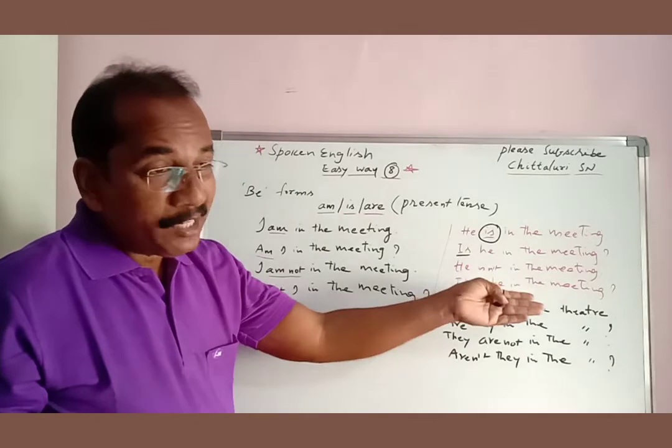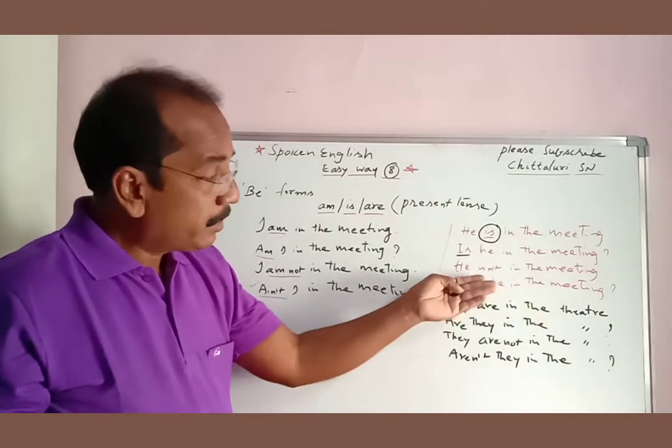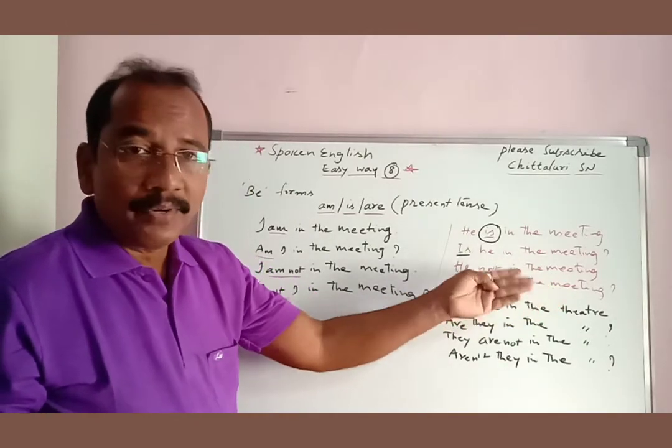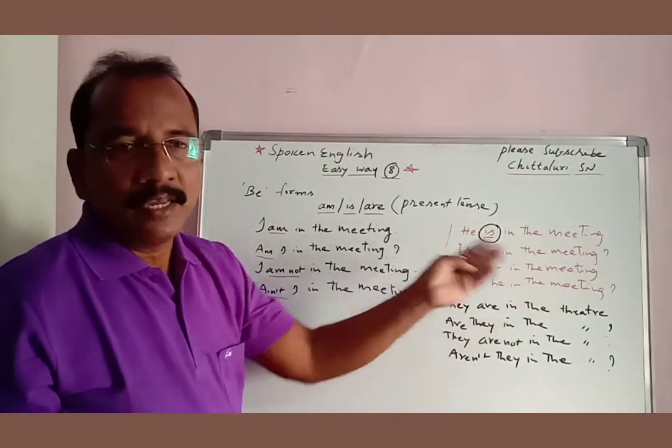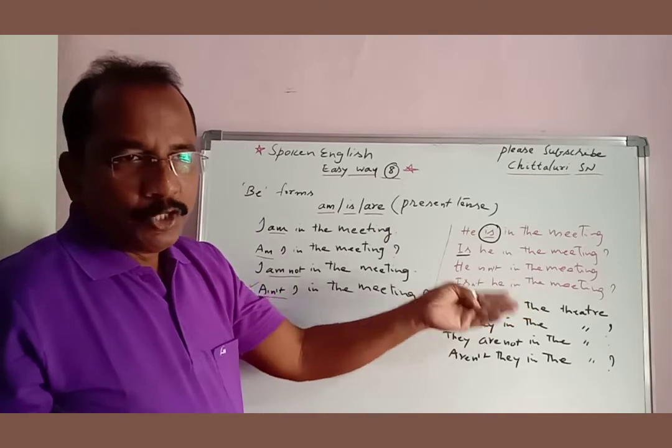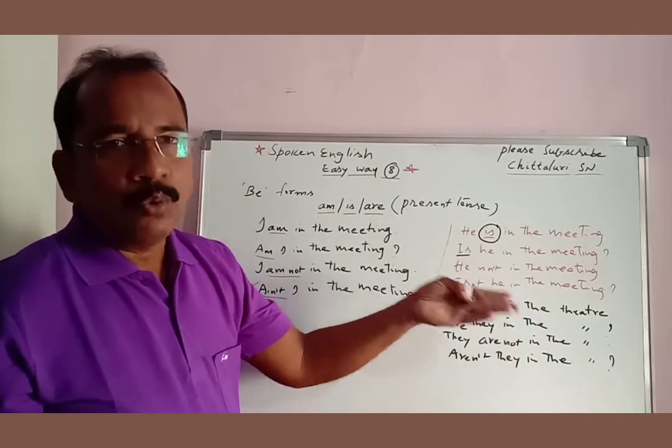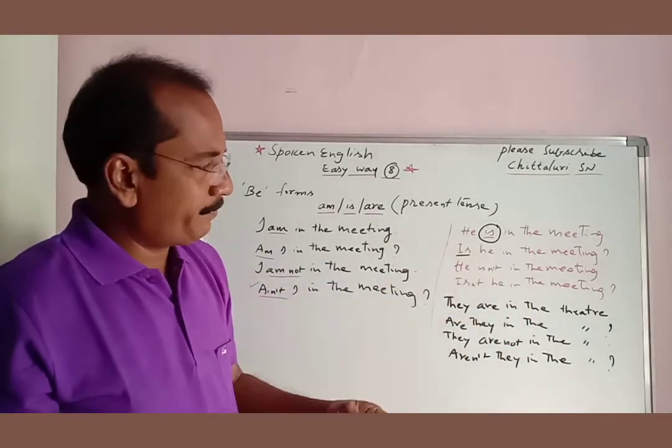He isn't in the meeting. He is not in the meeting. It's a negative, third sentence. He is not in the meeting. In short, we can say that he isn't in the meeting. He isn't in the meeting in the sense he is not in the meeting. Which means అతను మీటింగ్లో లేడు అని చెప్పడానికి మనం ఇది యూజ్ చేస్తాం.